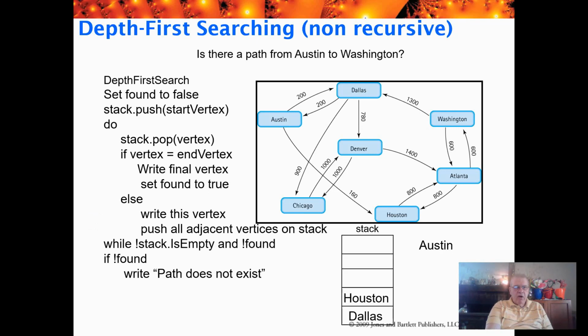Is the stack empty? No. And have we found Washington? No. So we keep going. And we pop. And we check: is Houston equal to Washington? Not even close. So we write it. And we push all vertices adjacent to Houston that have not already been pushed. Well, there's only one adjacent element because you can't go backwards through an arrow. So Houston only has one. So you push Atlanta.